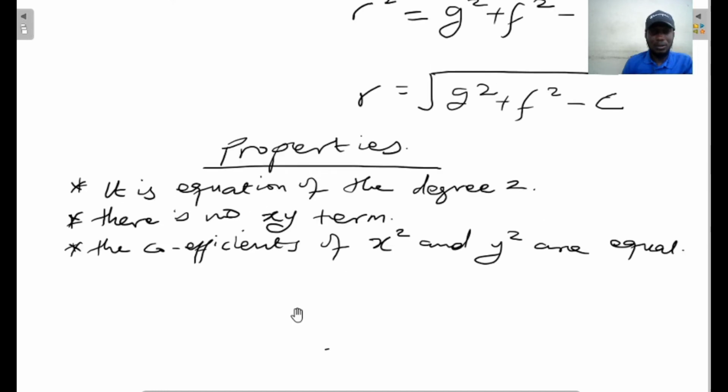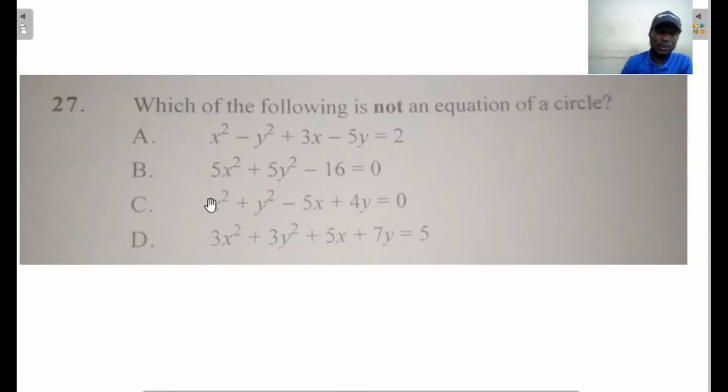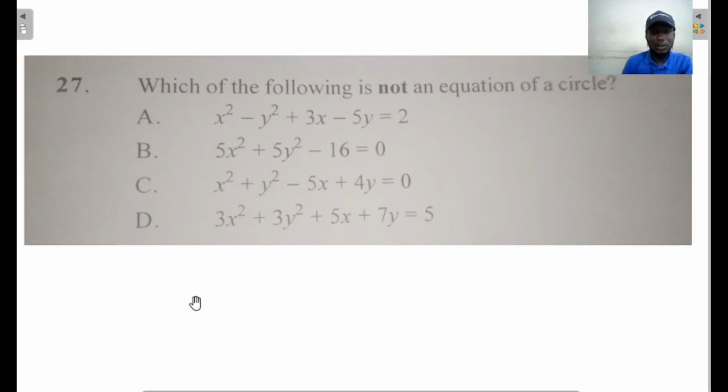these properties. So a question can actually be set to test your understanding of this. For example, this is question 27 of WASSCE 2020 Add Maths or Elective Maths paper. And the question is simple: which of the following is not an equation of a circle? And if you don't know these properties, it will be very difficult for you to find. So let's take them one by one.